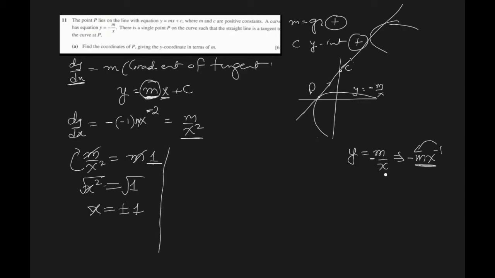Let's see where this y coordinate satisfies these two situations. So let me write this one first. y equal to minus m over x. So minus m over positive 1. Let's do when x is positive 1.